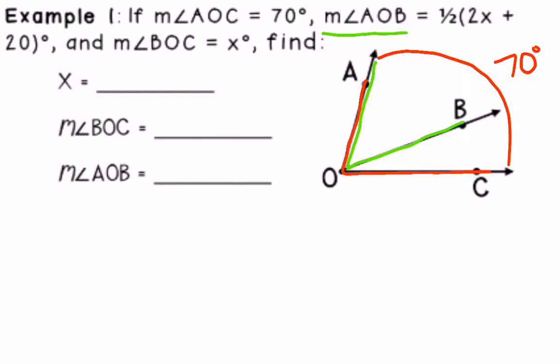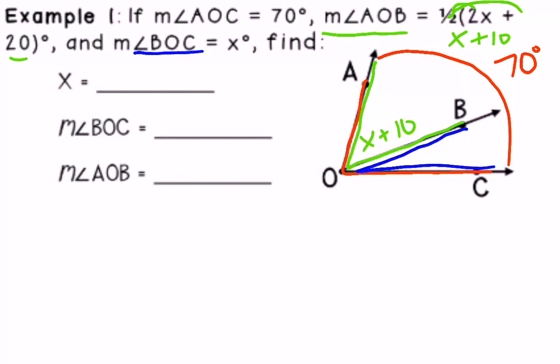I'm going to do what we did in the last video with segments and go ahead and simplify those fractions before I put it in my problem. So half of 2x, half of 2 is just 1, plus half of 20 would be 10, so I'm going to put x plus 10. And then the measure of BOC is x. Find x, BOC, and AOB. So basically find all the things.